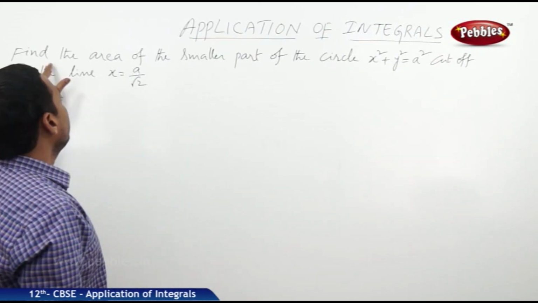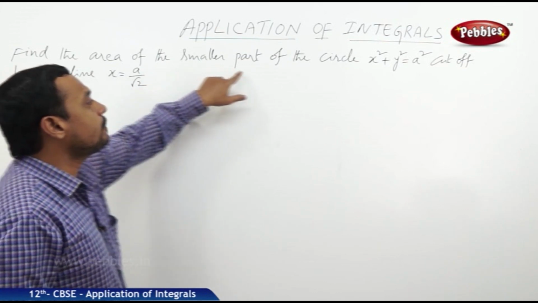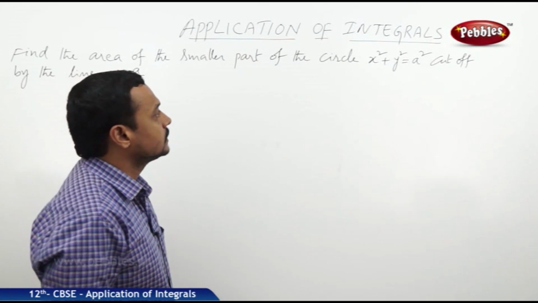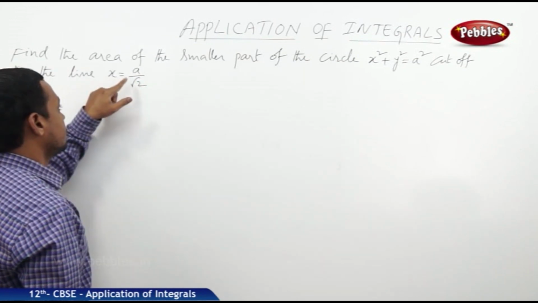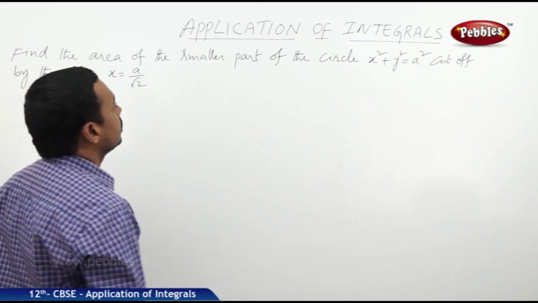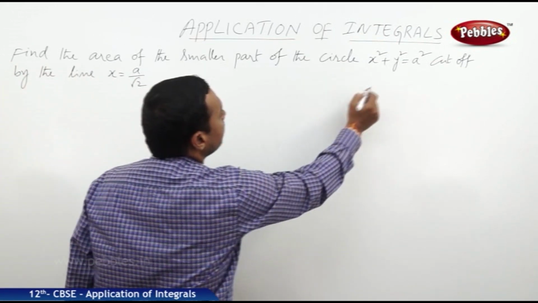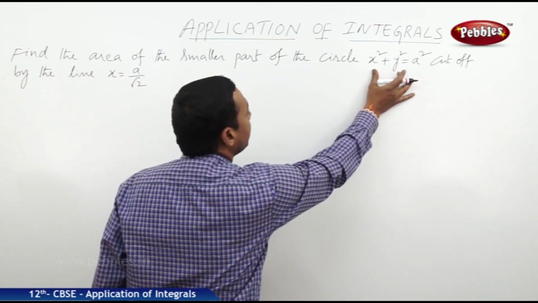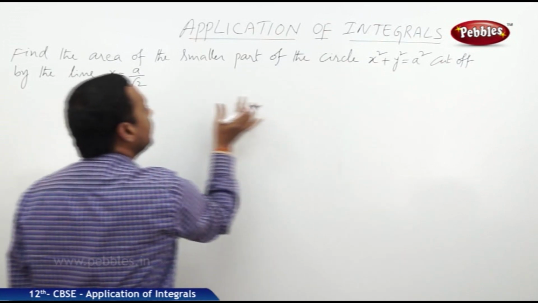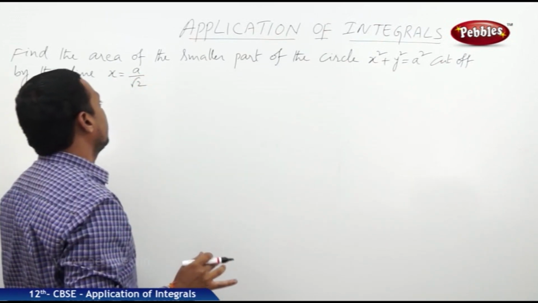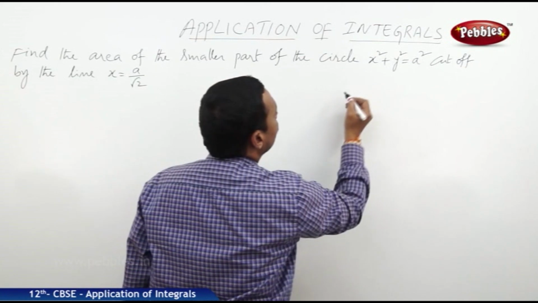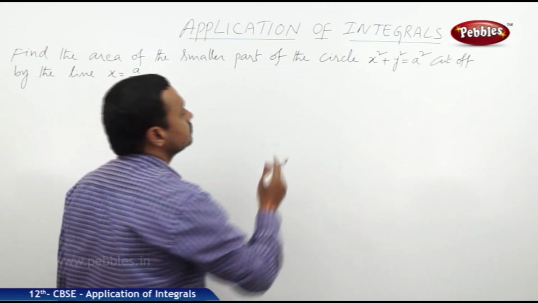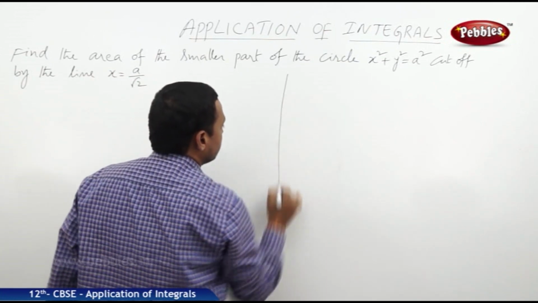Now, find the area of the smaller part of the circle x square plus y square is equal to a square, cut off by the line x is equal to a by root 2. Now, let us find the region that is bounded by the curve x square plus y square is equal to a square and the line x is equal to a by root 2 first. Now we know that x square plus y square is equal to a square represents a circle whose center is at the origin.